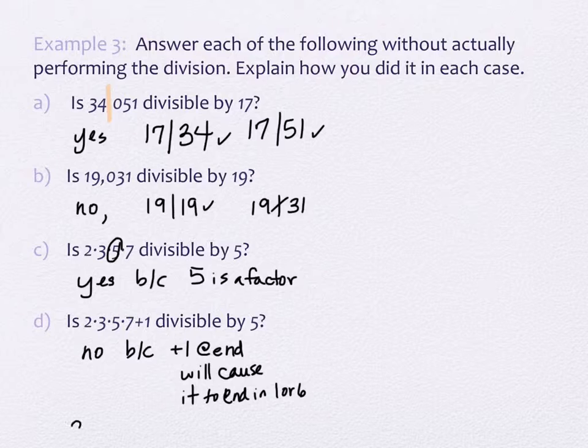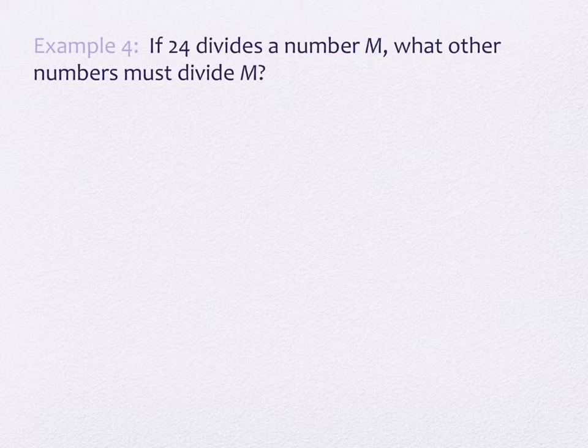What if they asked us the same type of question, 2 times 3 times 5 times 7 plus 15? That would work, right? Because there's a 5 that divides the first number and the 5 divides the second number, both pieces of it. So we'd be good to go in that process as well. So it's not just because of the addition, but it's because of what we're adding that makes it not work. All right.